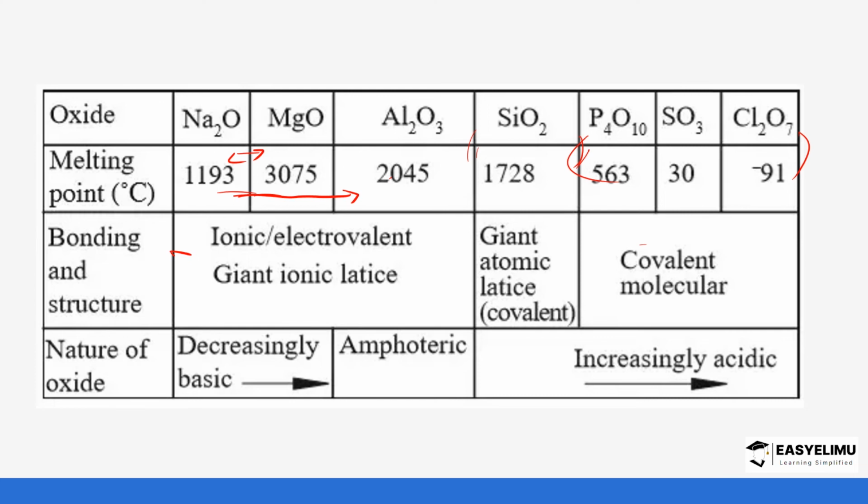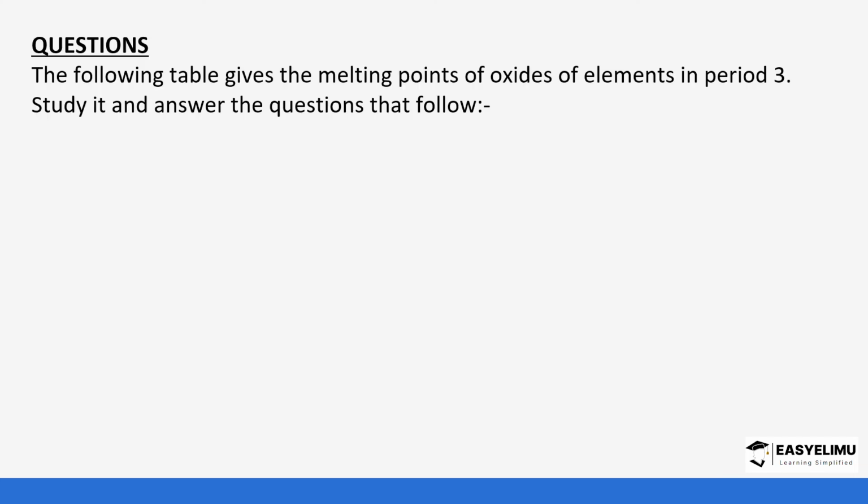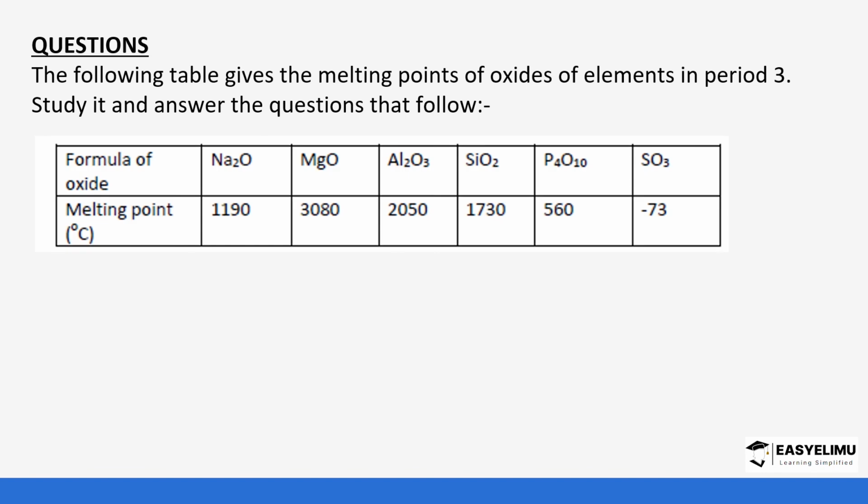So next we are going to look at a few questions. The following table gives the melting points of oxides of elements in period 3. Study it and answer the questions that follow. So these are the oxides of period 3. So you can see we have sodium oxide, magnesium oxide, aluminium oxide, silicon 4 oxide, phosphorus 5 oxide, and sulfur 4 oxide. And you can see the melting point. You can see how it's increasing and then decreasing.